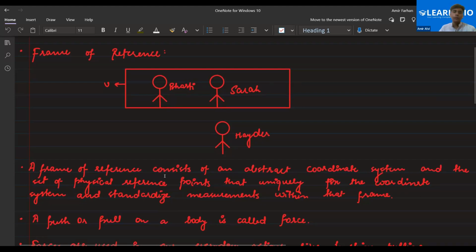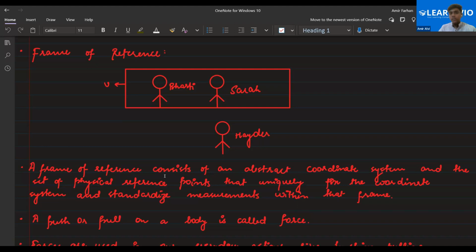The first thing, frame of reference means that suppose there are two persons. One is standing at the platform and one is sitting in the train. For the person who is sitting in the train, they are at rest because they are in the train. But the person who is standing at the platform will see that Bharti and Sara, who are sitting in the train, are moving with the same velocity as that of the train. Am I clear?